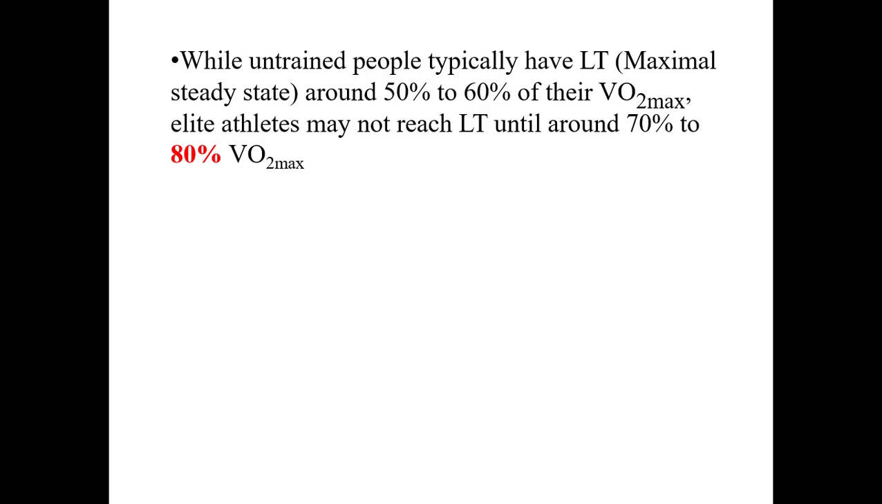It depends on your VO2 max value. You already compared your VO2 max value to the normative data, right? If you are below average, I think you need 50 to 60%. It's a really good initial exercise intensity. If you are above average, like good or excellent, then you had better start at 70 to 80% exercise intensity. Does it make sense, class? And now I'll show the demonstration.